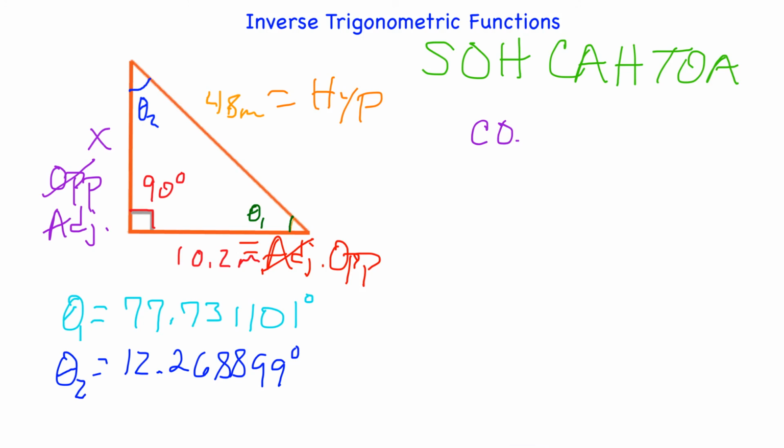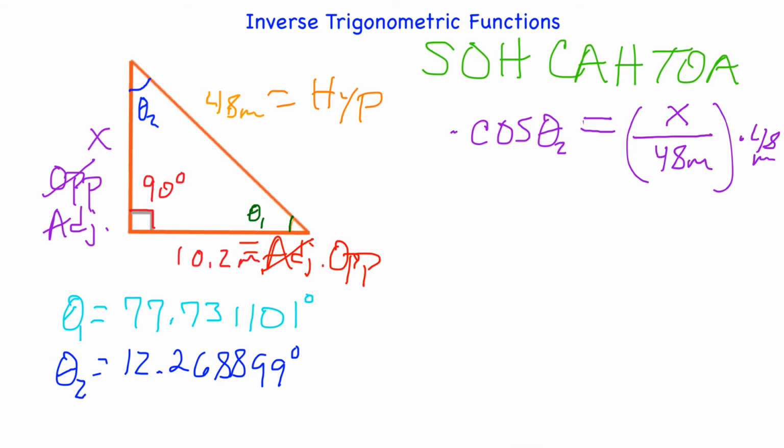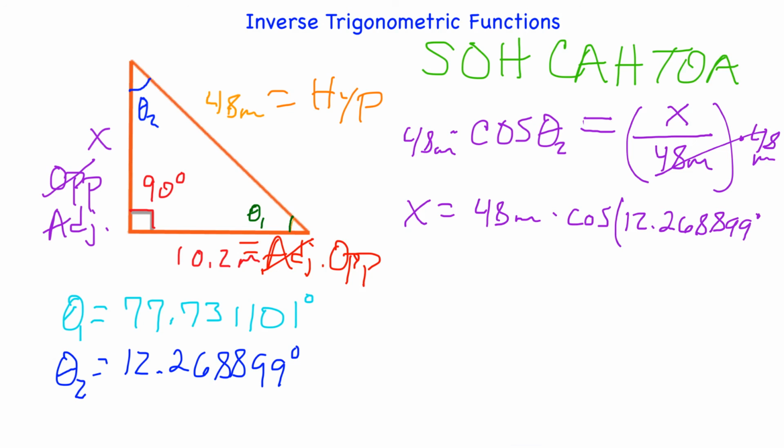So we have that the cosine of theta 2, because that's the one we chose, is equal to, it's a bad equal sign, the adjacent side, which is the one that we don't know, over the hypotenuse, which we do know. Alright, now it's x that we want to figure out, so we're going to have to multiply both sides by 48. These cancel out, and we're left with x is equal to 48 times the cosine of theta 2. And theta 2 is 12.268899 degrees. And remember, anytime you do a trigonometric function, your calculator has to be in degree mode.